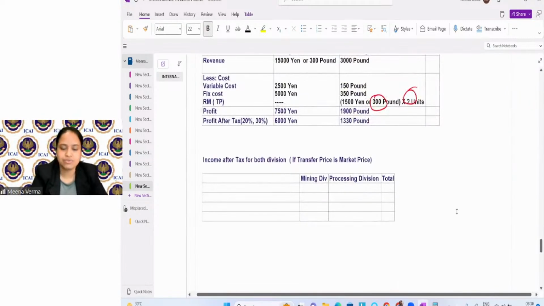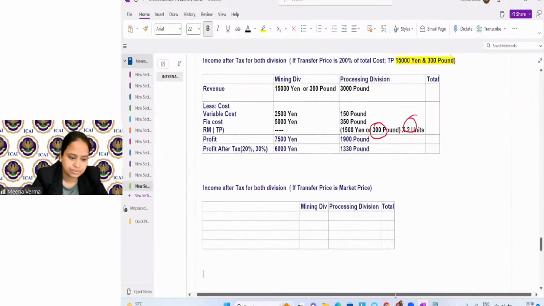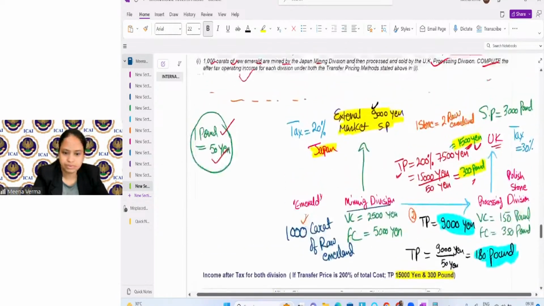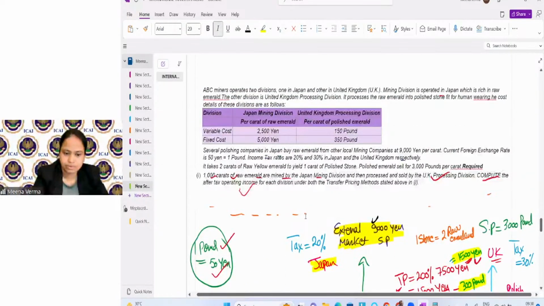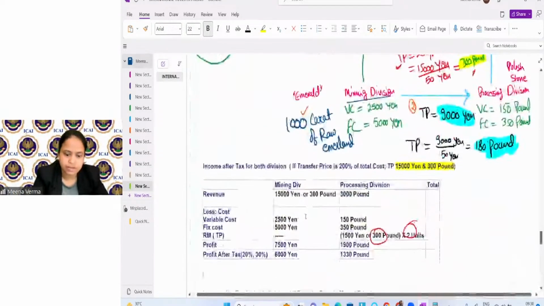It's a changed scenario. If it is market price, what was the transfer price? 9,000 yen or 180 pound. Or 9,000 yen or 180 pound. Okay, we have decided it.